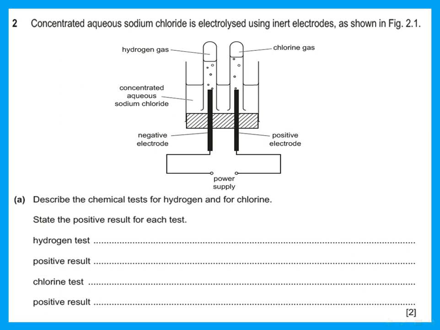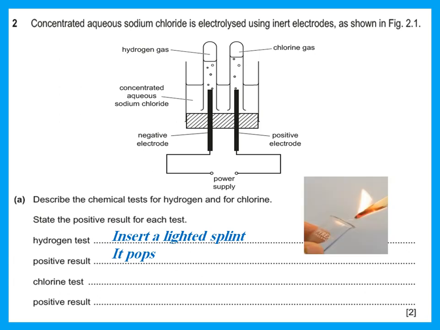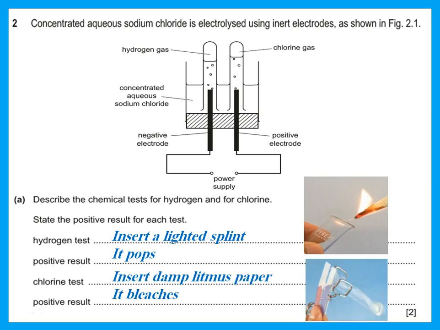Please remember the tests for hydrogen gas. It is insert a lighted splint, it pops or it gives a pop sound. What is the test for chlorine? Insert damp blue litmus paper, it bleaches. Remember, the litmus paper, the color is removed when it is exposed to chlorine gas, so we say it bleaches.